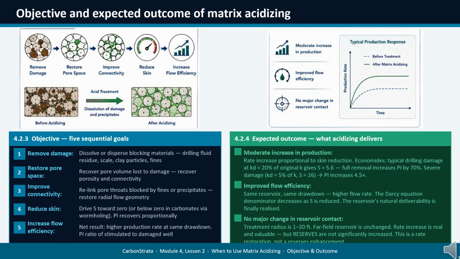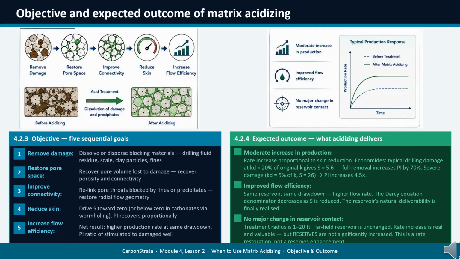Now third. No major change in reservoir contact. This is critical. The treatment radius is small. So you are not reaching new reservoir. You are only improving access. Now check the plot. Before treatment. Lower curve. After treatment. Higher curve. But both level off. That tells you. You improved delivery. Not resources.